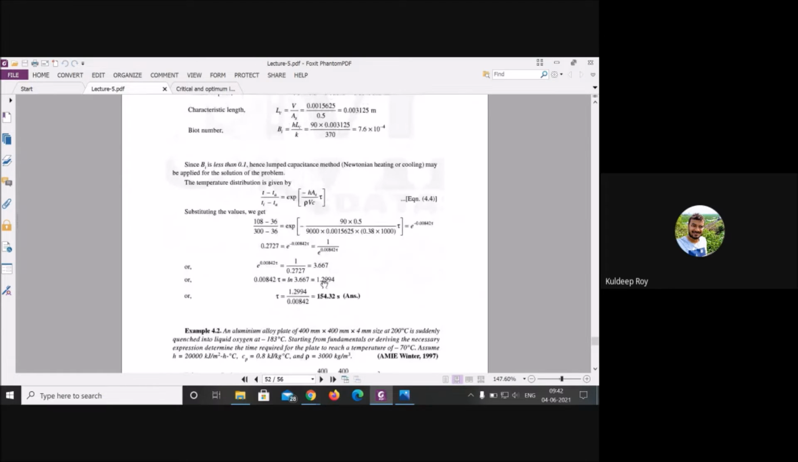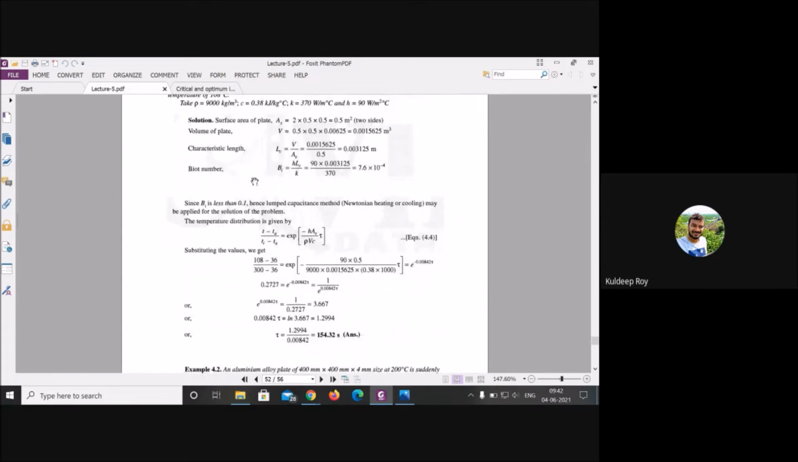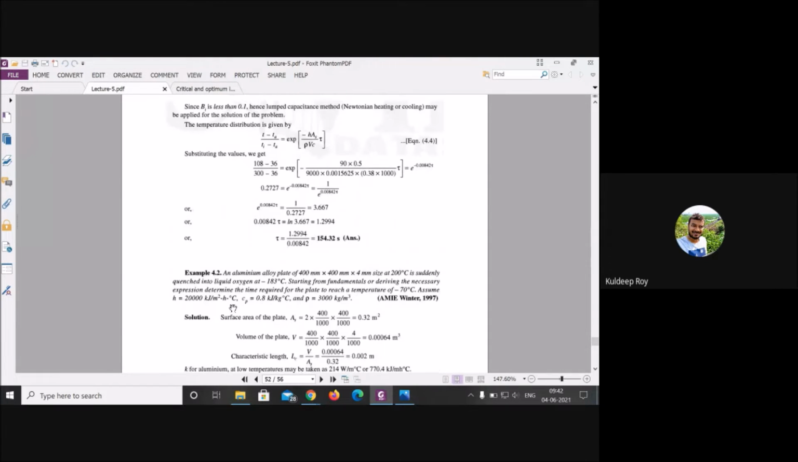It is a very simple equation. You have to do nothing, just calculate the Biot number, check the condition whether it is less than 1 or not, just apply this formula, and you will get this value.